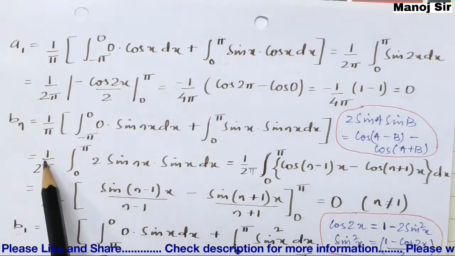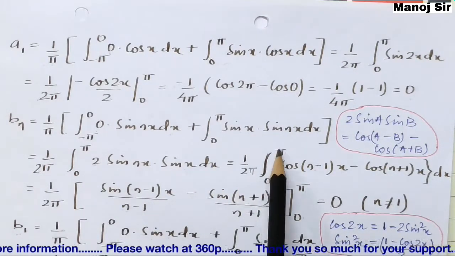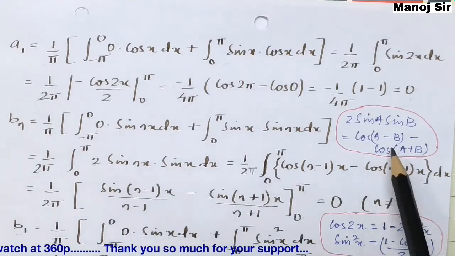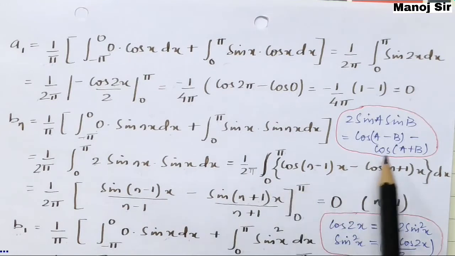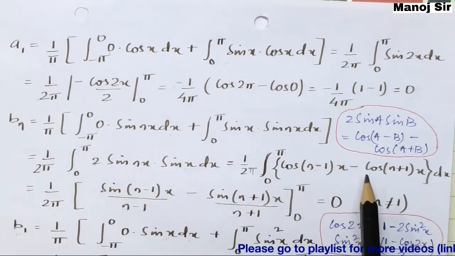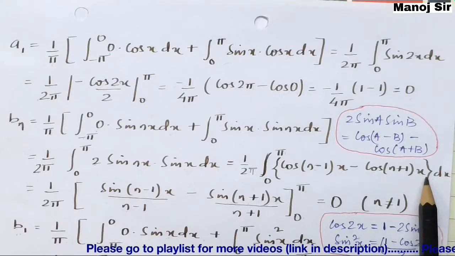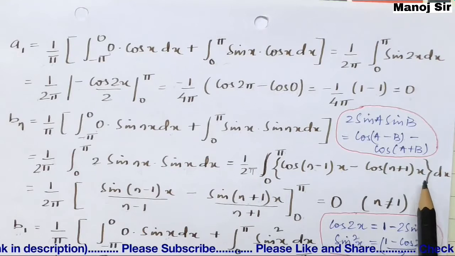So this is 1 upon 2 pi as it is, again integration 0 to pi. Now what is a? That is nx. What is b? That is x. So this is going to be cos of (a minus b) minus cos of (a plus b), that is cos of (n minus 1) into x minus cos of (n plus 1) into x. Simply write dx here. Don't forget to write this dx.